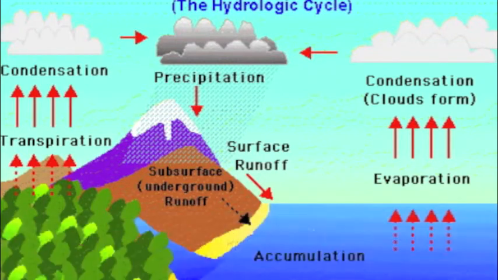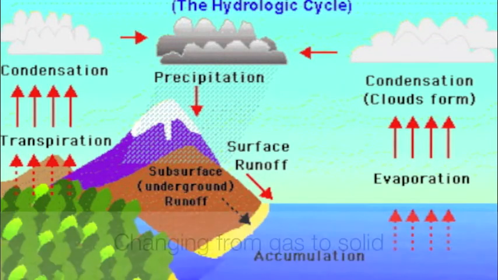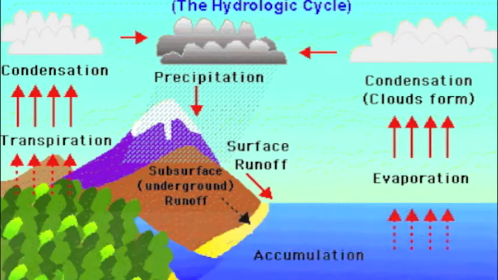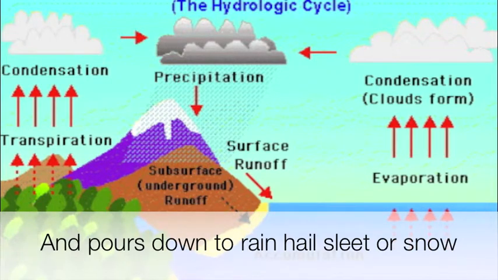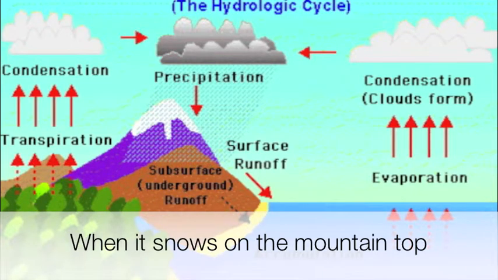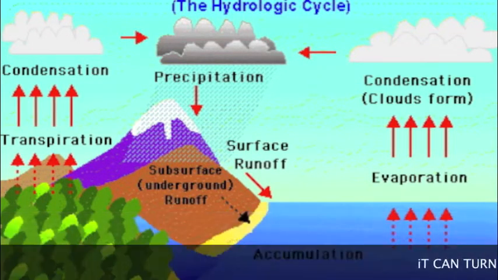Condensation forms clouds in the atmosphere, making them ready to pour. Water dropping down, changing from a gas to a solid. This is called deposition. Precipitation happens when the clouds get heavy and pour down too. Rain, hail, sleet, and snow.